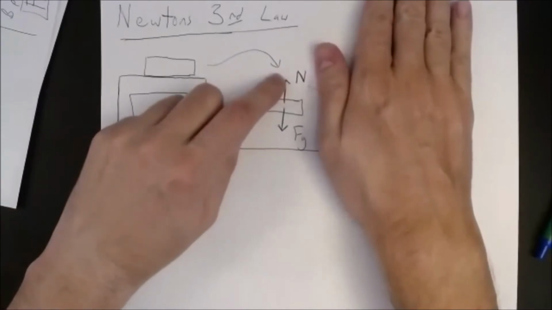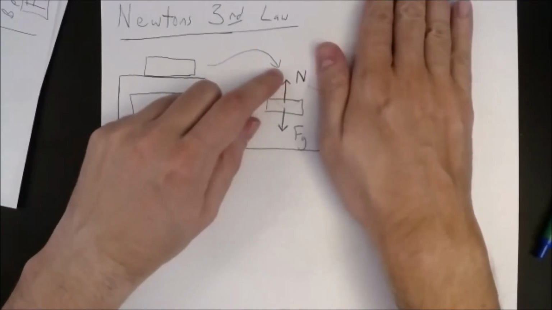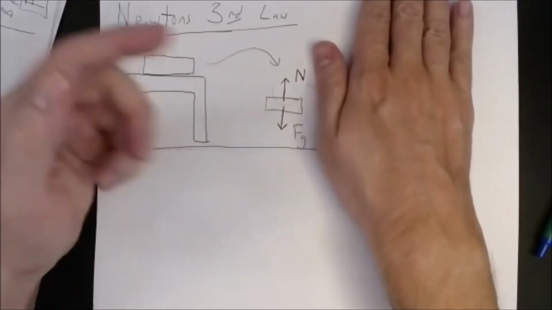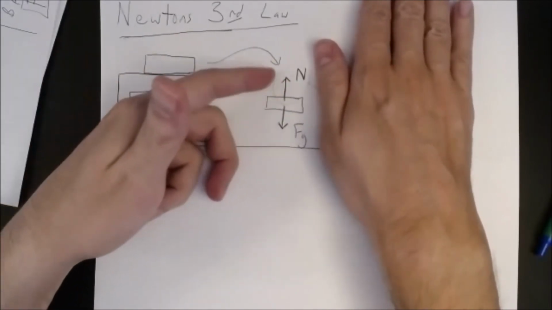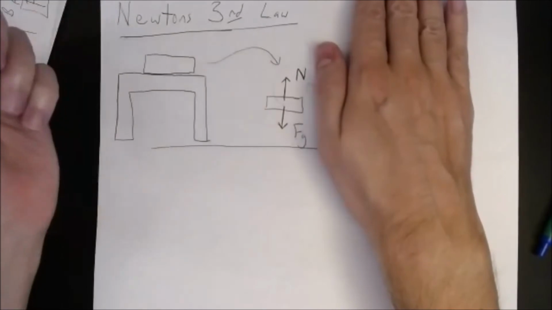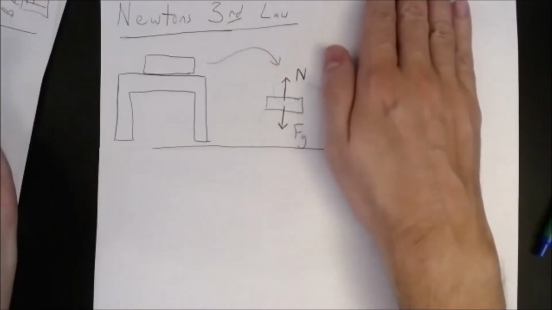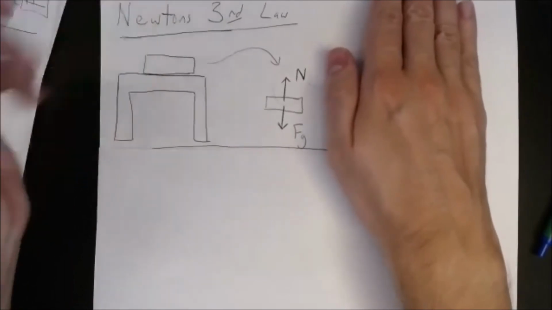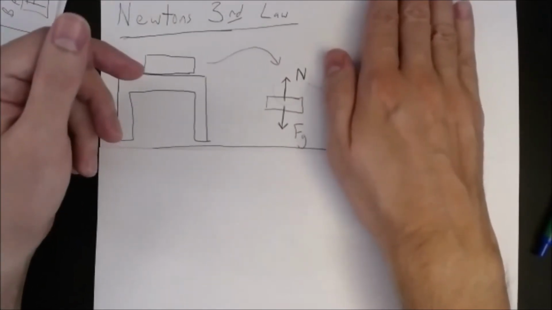If you have a book on a table, let's just look at the book on the table. Well, the forces acting on that book, on that table, is the normal force pointing up and the force of gravity pulling down. They just so happen to be the same because the book isn't accelerating, but that doesn't really matter for Newton's third law. Whether or not something is accelerating does not matter for Newton's third law.